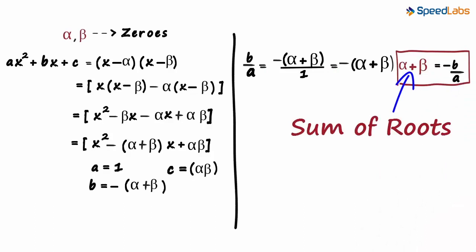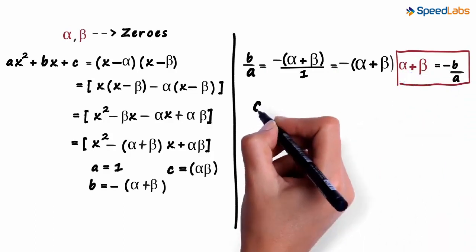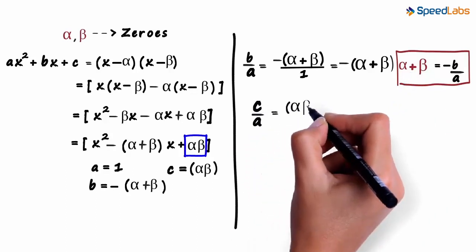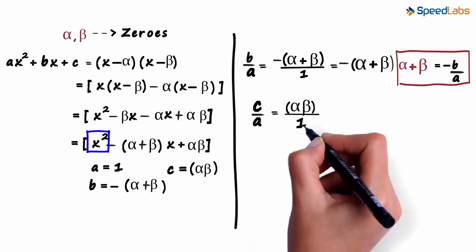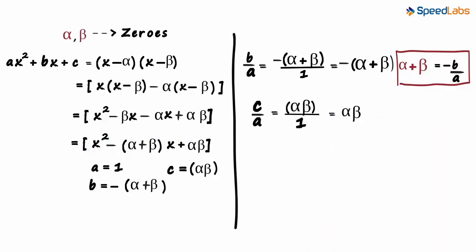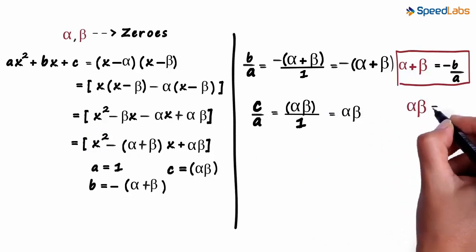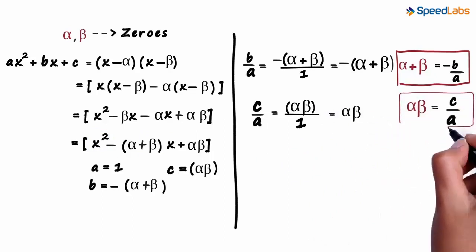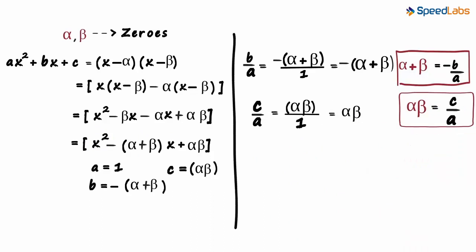Let's go another step further. Now we divide c by a. c is alpha beta and a is 1. This equals alpha beta. Now we can say that alpha times beta equals c by a. Why did we do this? With this, we got the relation between the sum of zeros and coefficients and also the relation between the product of zeros and the coefficients.